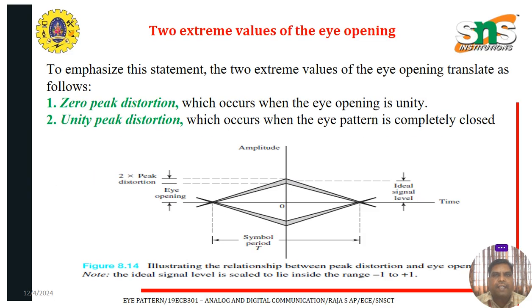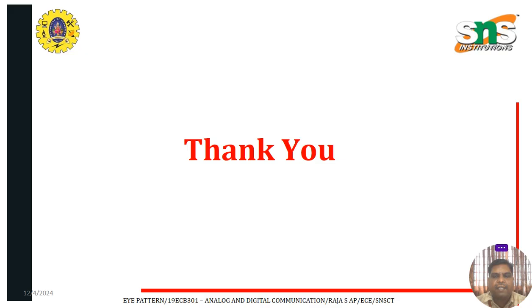Two extreme values of eye openings. To emphasize this statement, the two extreme values of eye opening translate as follows. The first is zero peak distortion, the second is unity peak distortion. Zero peak distortion occurs when the eye opening is unity, that is, fully open. Unity peak distortion occurs when the eye pattern is completely closed. That is, whenever the data is noisy, or irregular data or non-synchronized bits are transmitted through the data input, then the eye will be completely closed.